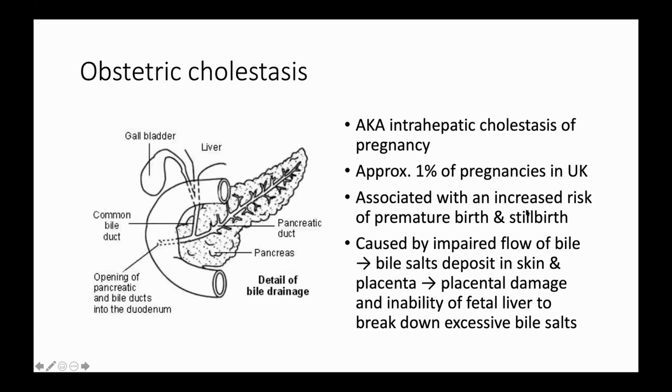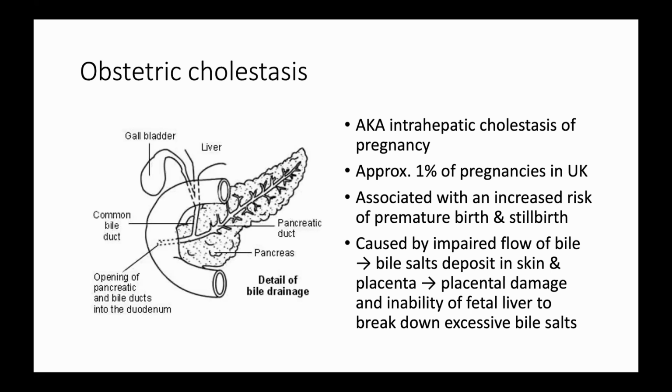So what is it? Obstetric cholestasis, or intrahepatic cholestasis of pregnancy. Not a very common condition, affects about 1% of pregnancies. It is associated with an increased risk of prematurity and stillbirth. The cause of obstetric cholestasis is not entirely clear. Part of it has to do with hormones, so a high estrogen level causes this kind of sluggish flow of bile, but there's also a strong genetic component. So a family history of obstetric cholestasis is a major risk factor for developing it yourself.